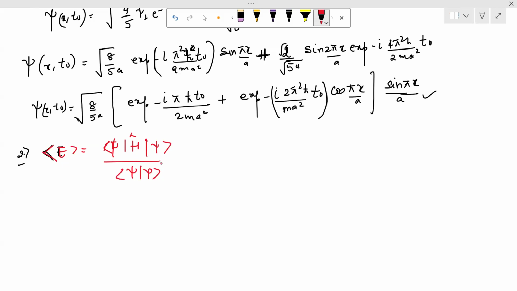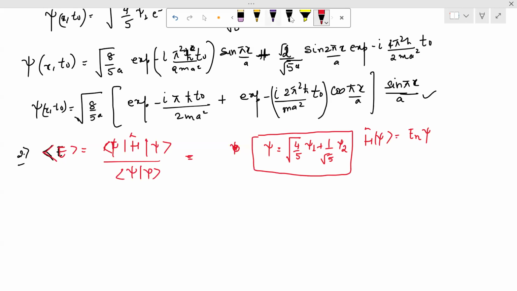So I know this will be equal to simply, what is your psi? Psi is simply... and you know that h ket psi is simply En psi. You know that h ket psi is simply En psi. And what is psi? Psi is already, you know that it is root over 4 upon 5 psi 1 plus 1 upon root over 5 psi 2. So this is your psi. I hope this is something that you already know.